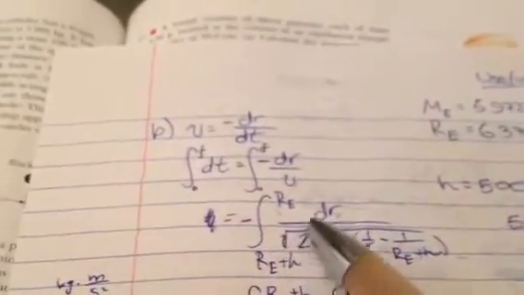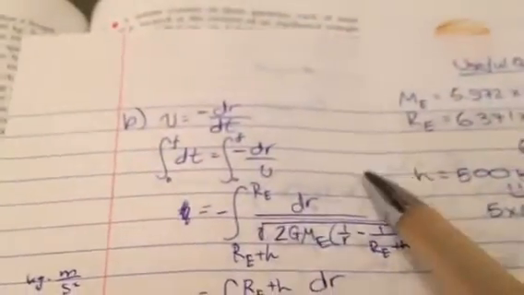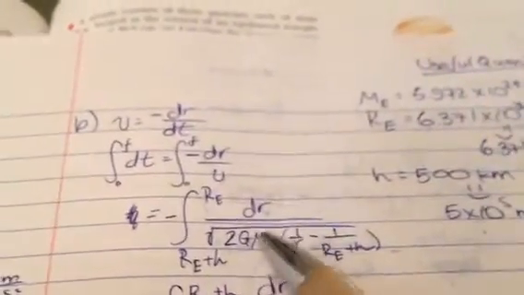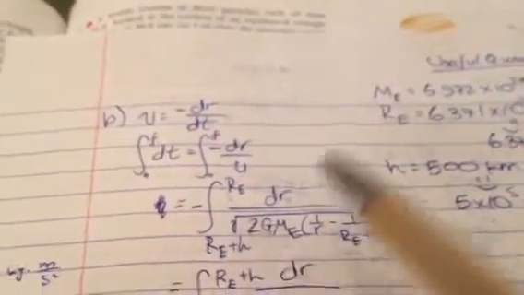And that makes sense, right? Because it starts at the highest point and then falls all the way down. It doesn't fall the distance of the radius of the Earth, it falls some distance h, and that's why R_E is the final. So then we use dr again and divide, and this time we found the velocity already.